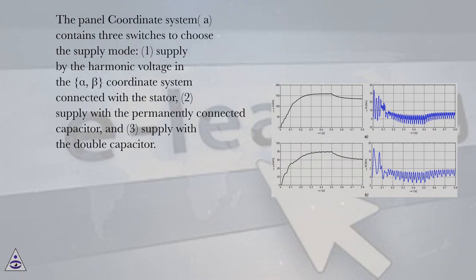The panel coordinate system A contains three switches to choose the supply mode. 1. Supply by the harmonic voltage in the alpha, beta coordinate system connected with the stator. 2. Supply with a permanently connected capacitor, and 3. Supply with the double capacitor.